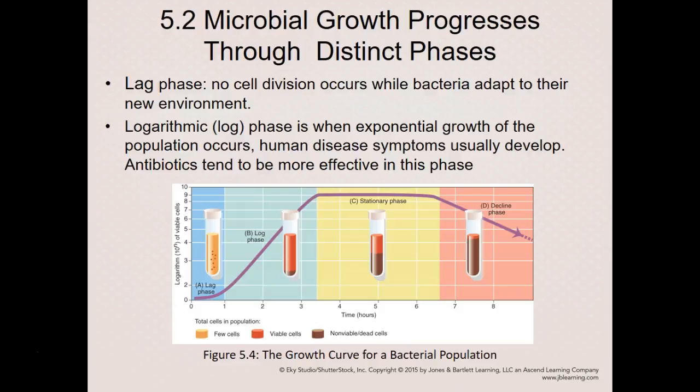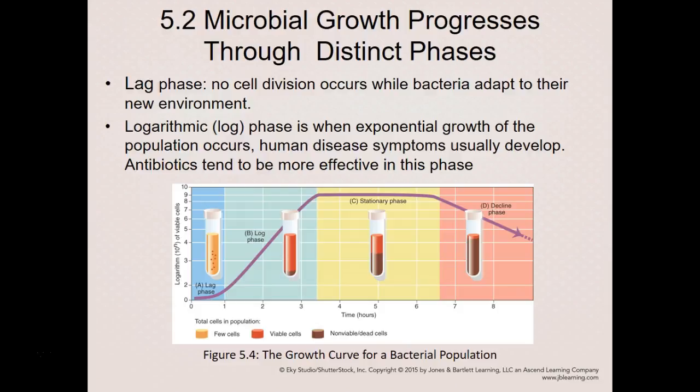Once they finish getting used to their environment, or once they get through that lag phase, then they start replicating rapidly. And this is called the log phase, or the exponential growth phase. So the cells are going to replicate at whatever their growth rate is. It will be exponentially. This is typically when bacteria are most susceptible to antibiotics. This is also when diseases start to be seen.